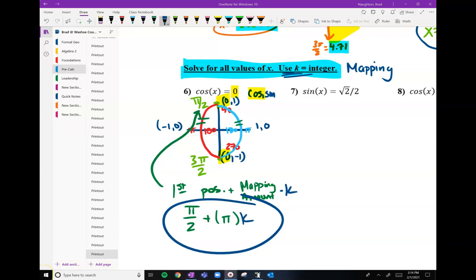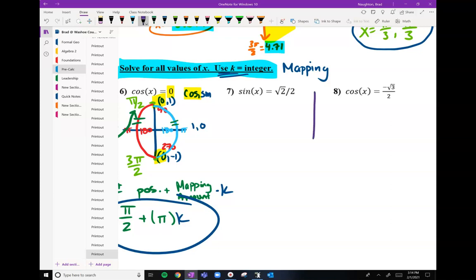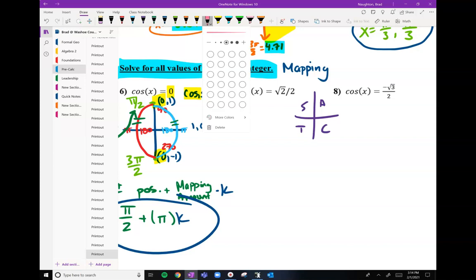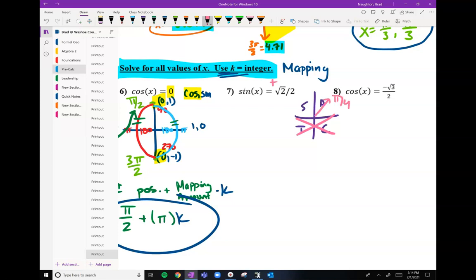Alrighty, let's look at our next one. So sine is going to be root 2 over 2. All students take calculus. So again, this is positive, so it's going to be in the top 2 quadrants. We happen to know that this is going to be pi over 4, and then 3 pi over 4. So we have our 2 numbers.